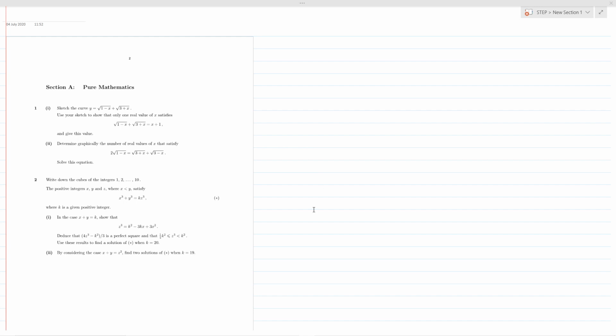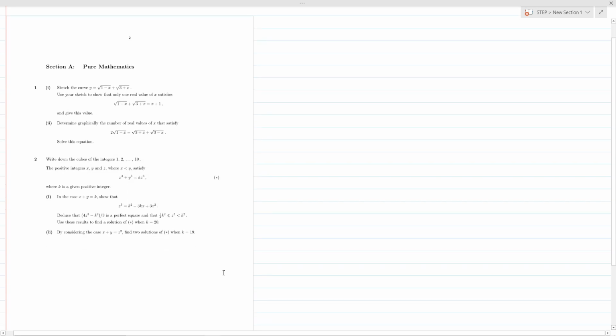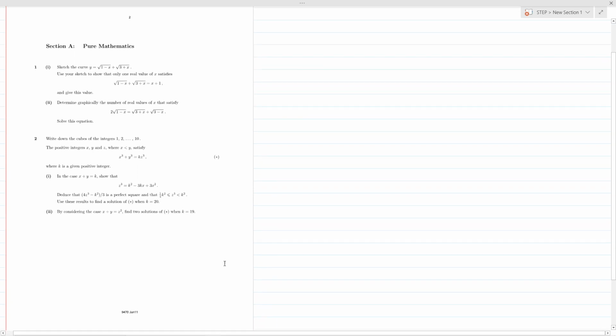Today we're going to be looking at question 2 of the STEP 2011. STEP is the sixth term examination paper set by Cambridge University for entry to undergraduate studies in mathematics and mathematical sciences in general. So let's have a look.